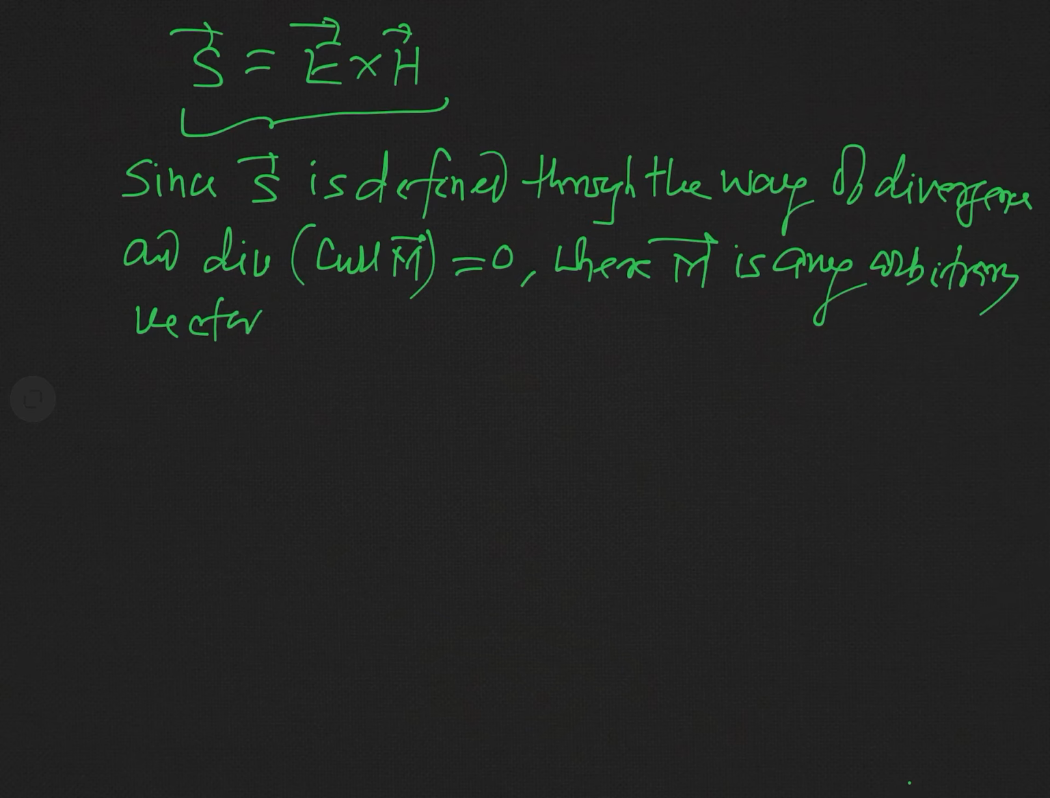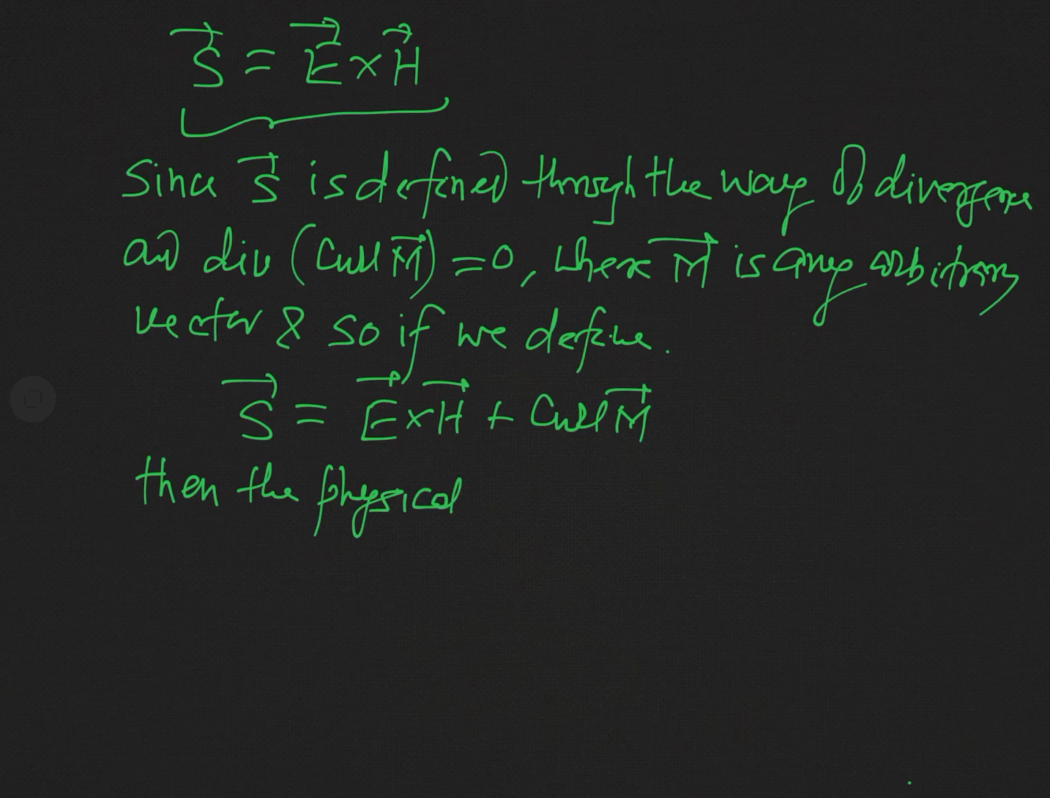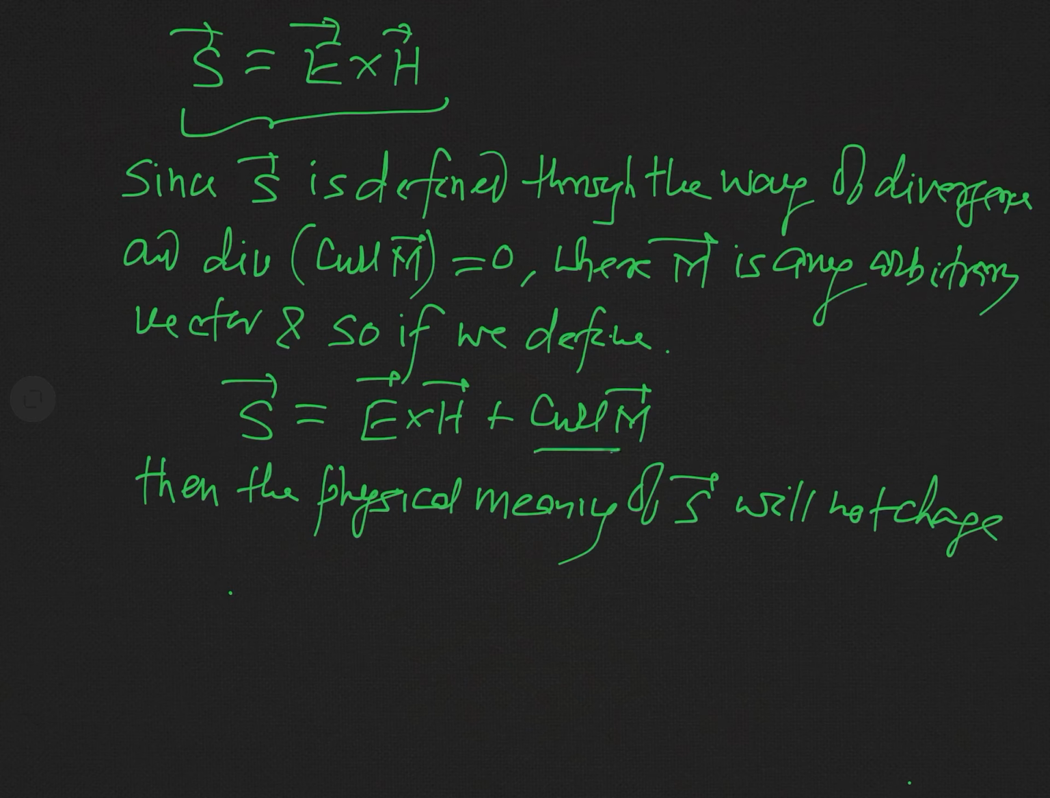Any arbitrary vector. And so, if we define S equal to E cross H plus curl of any arbitrary vector M, then the physical meaning of S will not change, because whenever we define S, we will take the divergence, and after taking divergence, this term will in fact be 0, and so the physical meaning will not change.